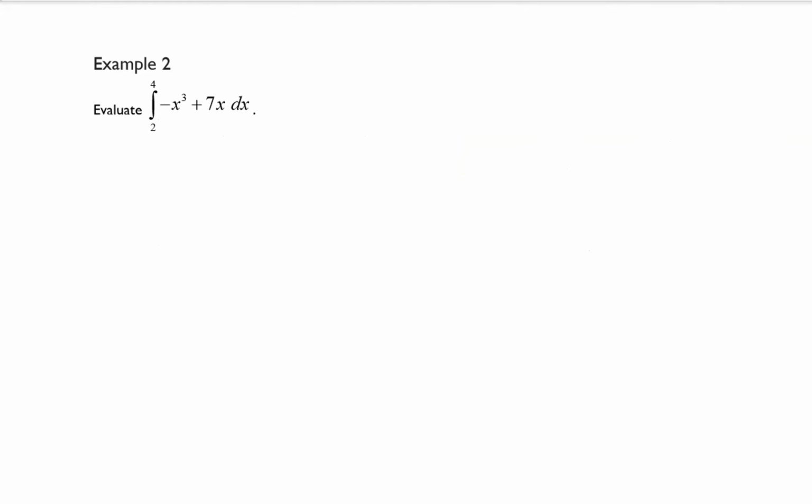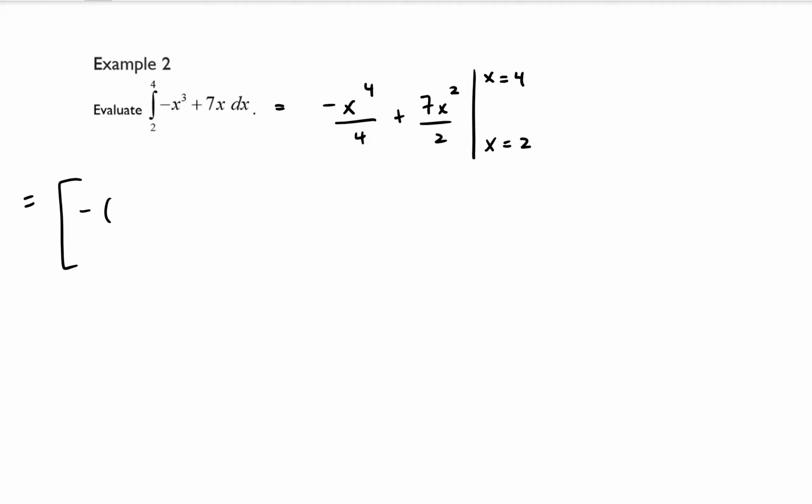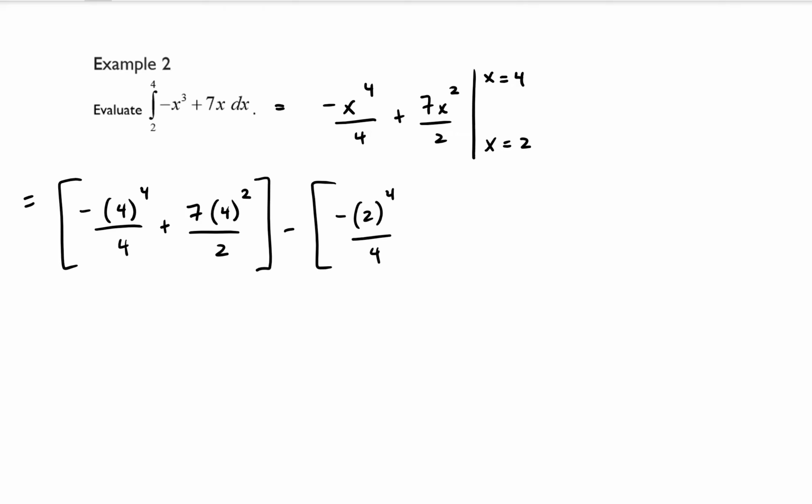Example 2 wants us to evaluate the definite integral from 2 to 4 of negative x cubed plus 7x dx. So this is equal to negative x to the 4th power over 4 plus 7x squared over 2, evaluated from x equals 2 to x equals 4. So that's going to equal negative 4 to the 4th power over 4 plus 7 times 4 squared over 2 minus negative 2 to the 4th power over 4 plus 7 times 2 squared over 2.